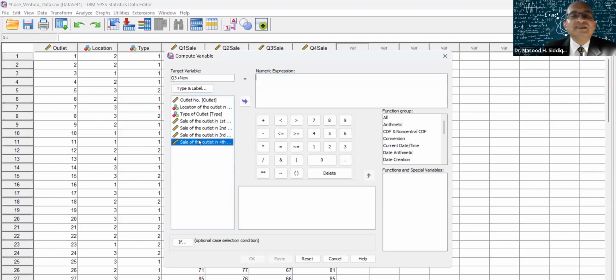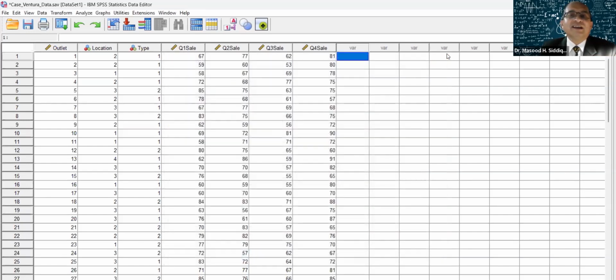suppose we take this, right? And it will be less than, suppose we want to take only those values that are below 90, right? So we can do this. So a new variable would be created where all the values would be below 90. In the same manner, we can take all the values that are greater than 90. So in this manner, we can have a new variable also, right? So this is another example of data screening.